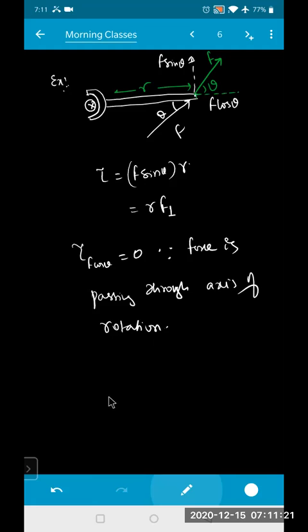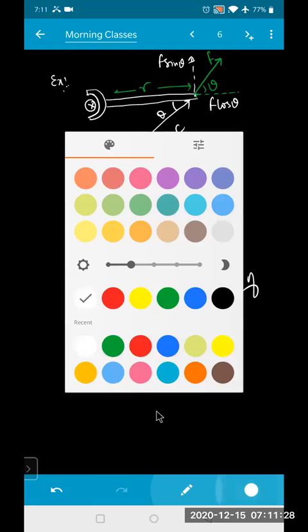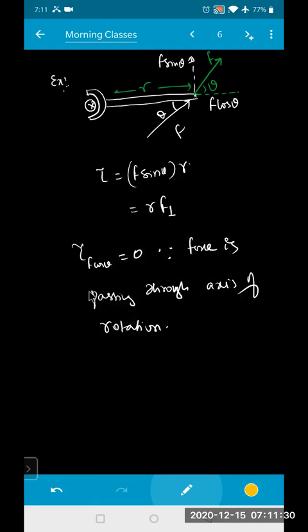Okay, that is the reason torque because of that one will become 0. Is it clear? Yes, sir. So let me give you one more example. You tell me the answer for this one.